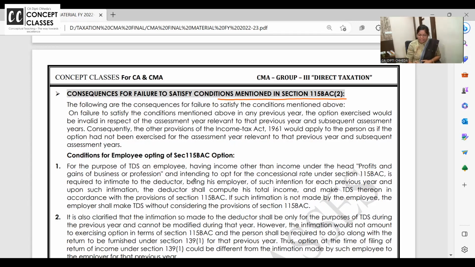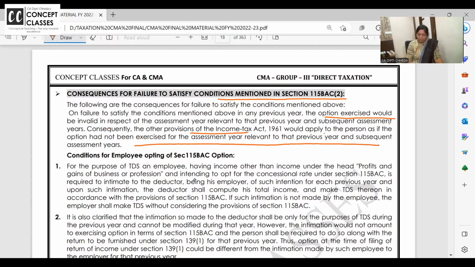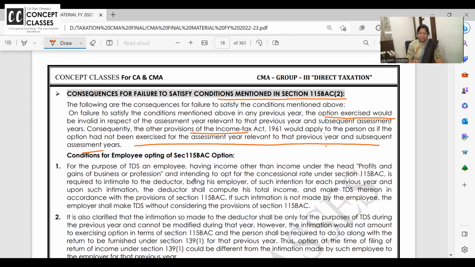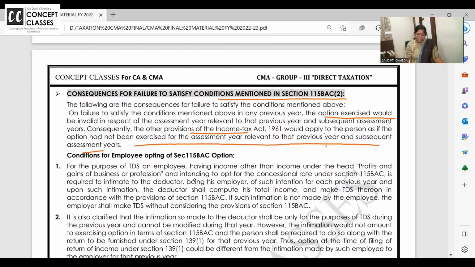On failure to satisfy conditions mentioned above in any previous year, the option exercised would be invalid in respect of the assessment year relevant to that previous year and subsequent years. So this option of the new tax regime is not applicable because you have not fulfilled the condition. Consequently, other provisions of income tax, the routine old provisions, would apply as if he has not exercised the option for that previous year and the subsequent years. So if you don't comply with the conditions, anyhow you come out.